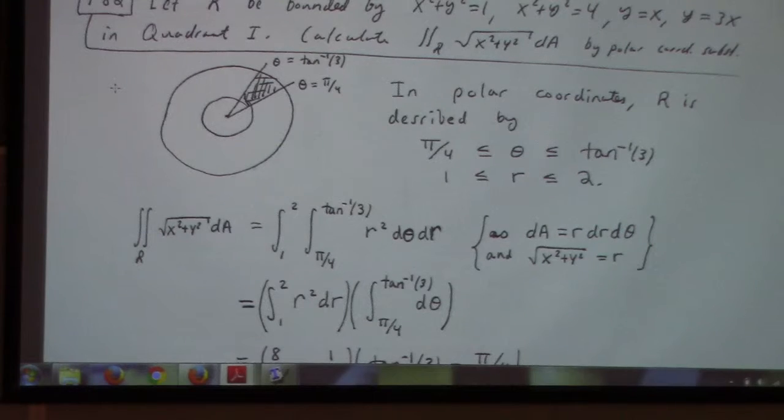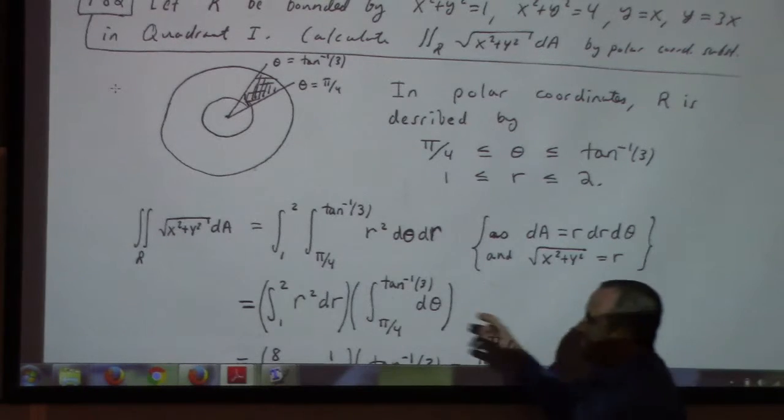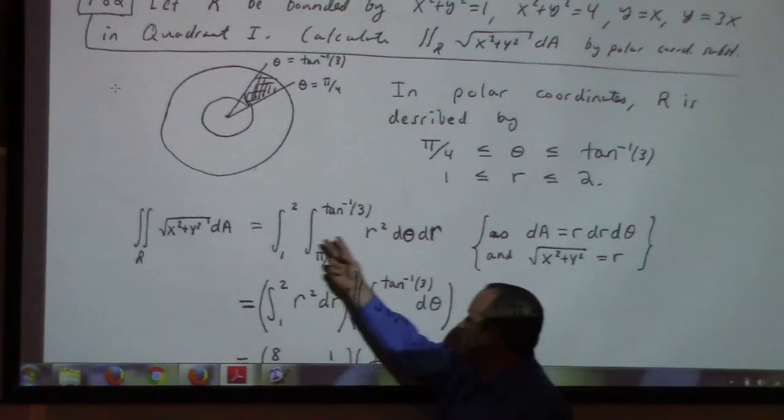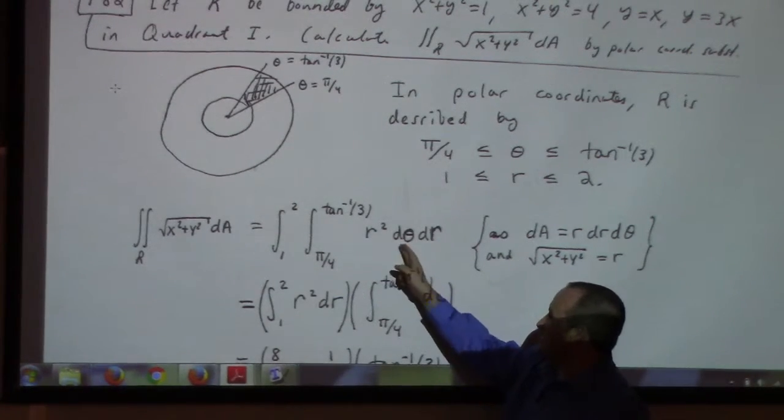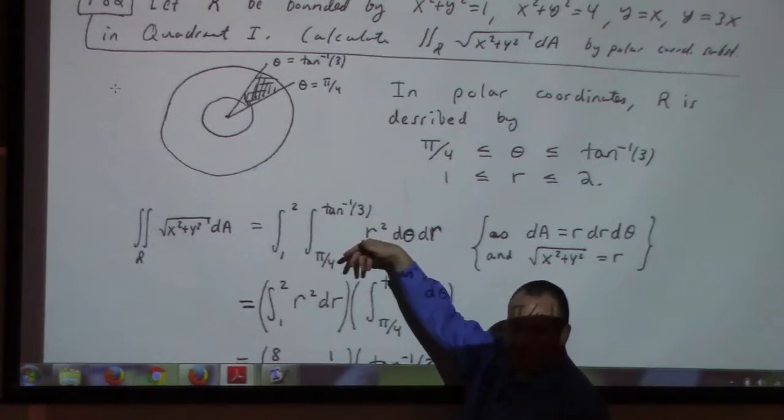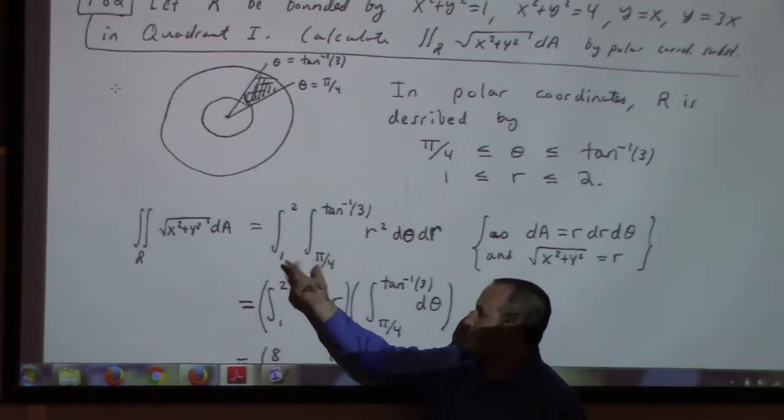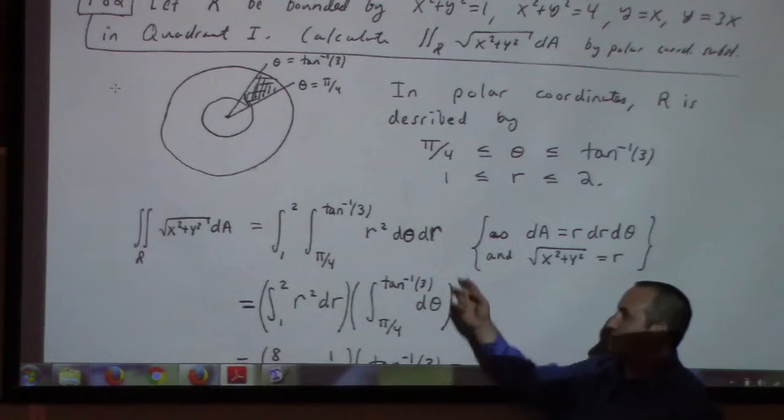Let R be bounded by x squared plus y squared equals 1, x squared plus y squared equals 4, y equals x, y equals 3x. So basically, you just got a sector. I don't think you guys have questions about this. The most important thing here is when we change to polar coordinates, remember, dA in polars is r dθ dr. In this case, I do r dθ dr because I wrote the theta bounds first. You could flip the order of these, and it wouldn't matter as long as I also did that.